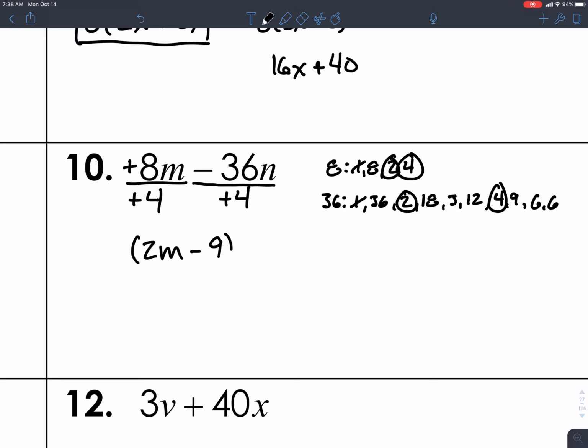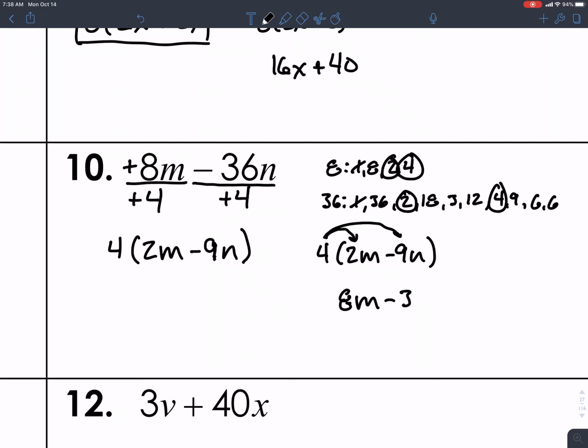So we put that in parentheses. Oops, I left something out. It's a 9n, right? 9n, that n's still there. It doesn't go away. And then I put the 4 out front. Now I got to check it. 4 times 2m minus 9n. 4 times 2 gives me 8m. Positive 4 times negative 9 gives me a negative 36n. Do I got what I started with? Yep. So this is a good answer. So even if you have different variables, you can still do this. Okay? Let's look at number 12.